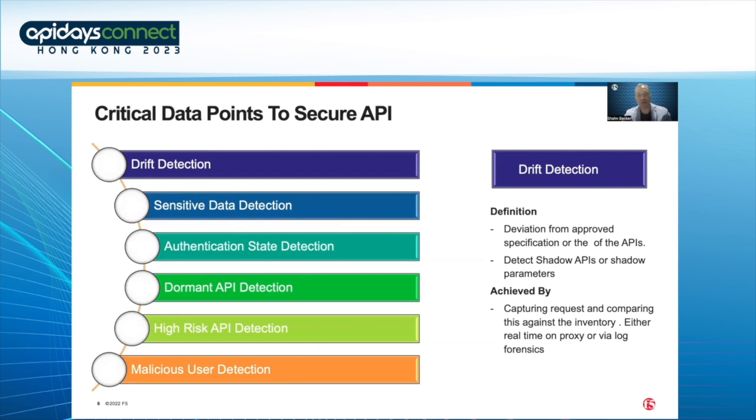Irrespective of the option that we choose, it is very important to catch the drift and ensure that no unknown or shadow APIs or shadow parameters get exposed out to the web that can be compromised.